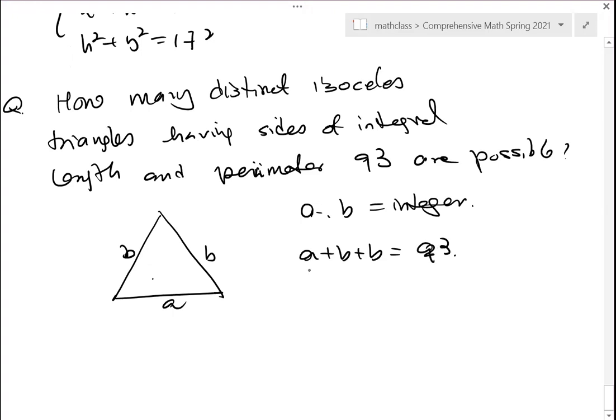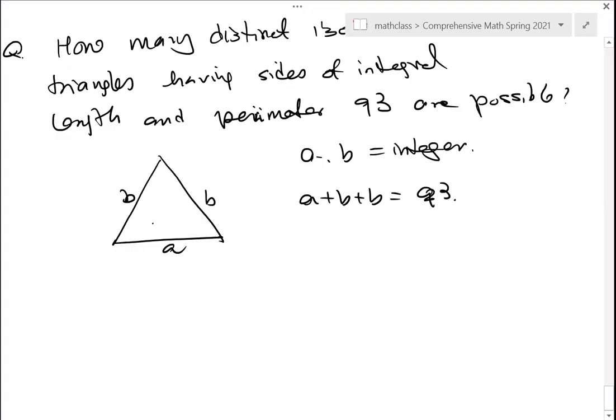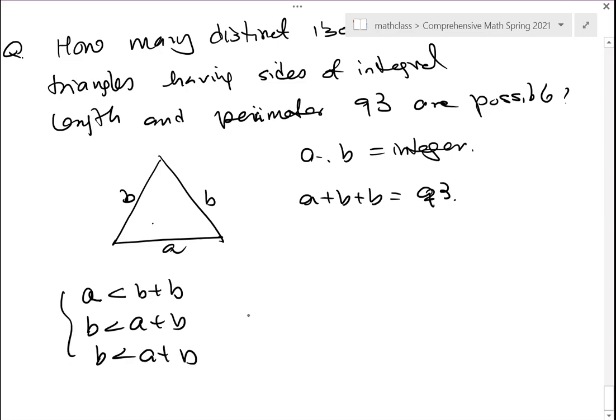We're trying to find all possible triangles. In order to make them a triangle, you have to use this property. They're triangles. They're not arbitrary 3 numbers. Otherwise, you have more solutions. So the triangle inequality must be satisfied. So A must be less than B plus B, and B must be less than A plus B. Those 3 inequalities are only equivalent to 2.